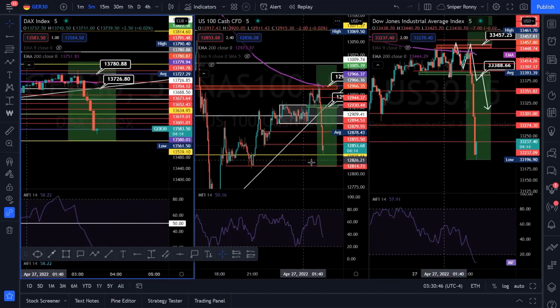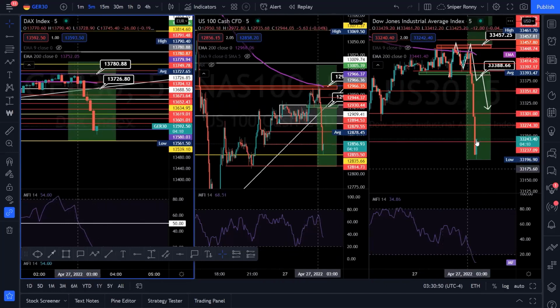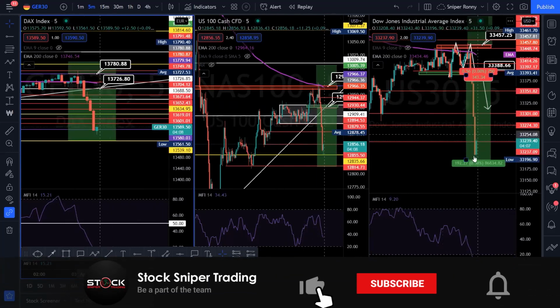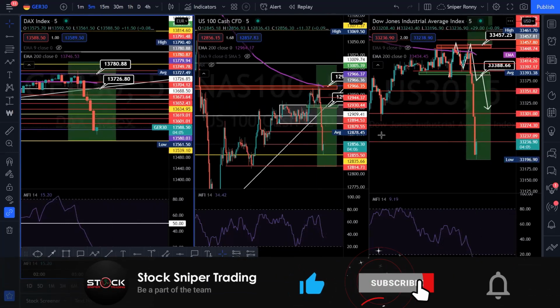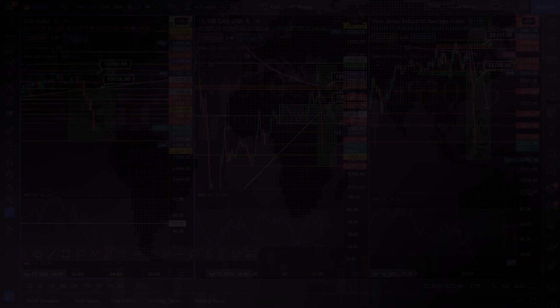Okay, guys, so please secure a little bit. It's 3:30, new 30-minute candle. It may retrace back up, but if you guys have 100 plus pips, whatever it is, please secure some profit. So I'm okay.